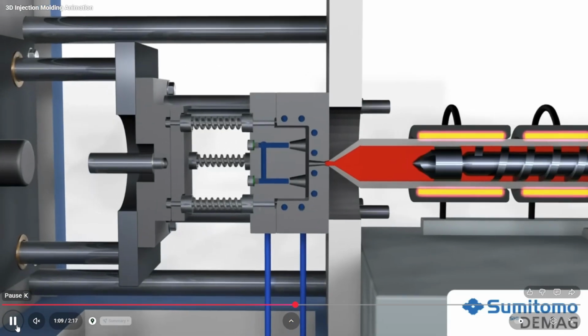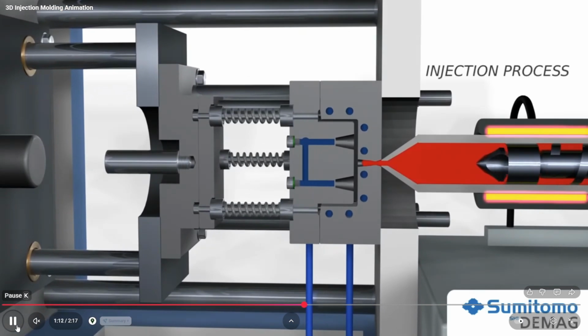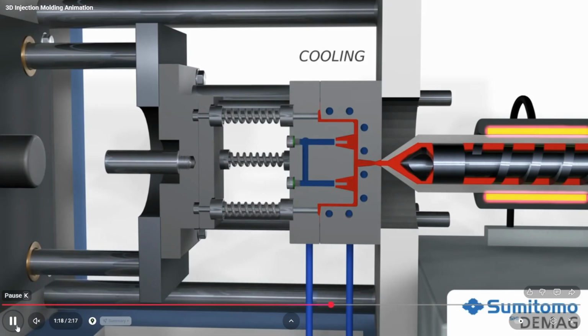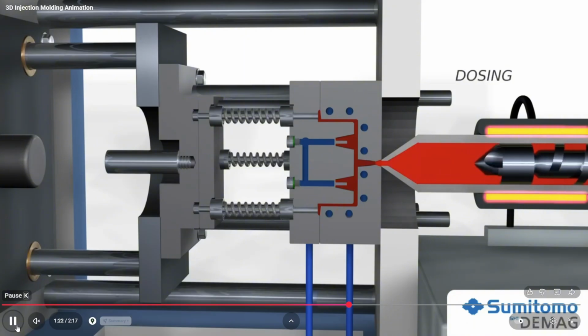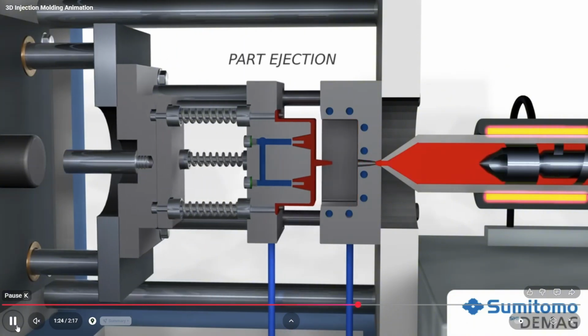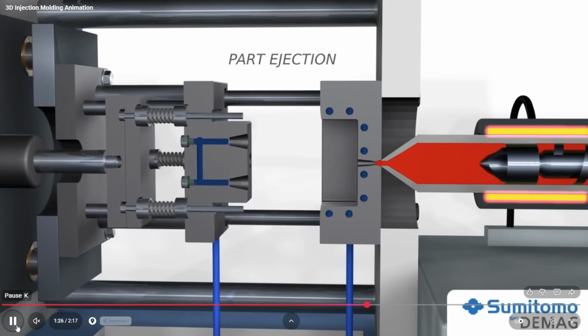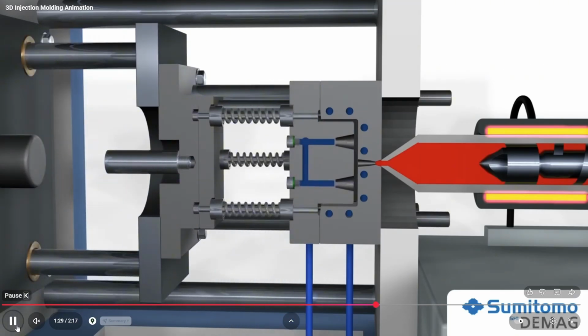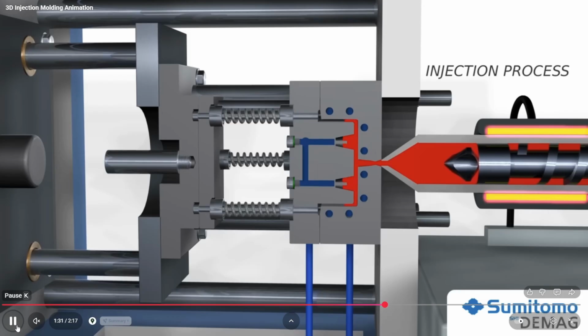Once the polymer is injected inside the mold and is filling the mold, then the cooling will be performed to cool the parts, and now the screw would go back to its initial position and the mold would open and the part would drop off from the machine and a new cycle would begin. So that's basically the principle of the injection molding process.